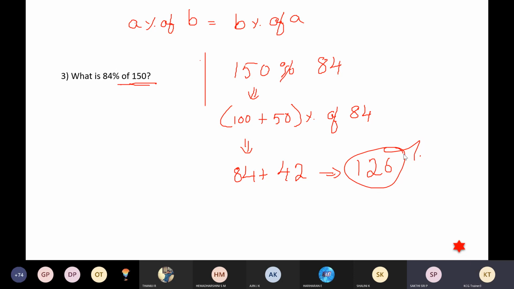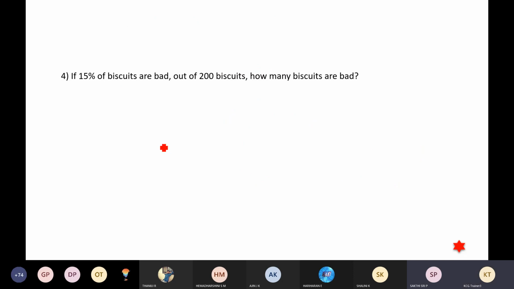Okay, guys. So moving on to the next questions now. Yes, it's 126, guys. Okay, now here's your next question. I want you guys to tell me the answer for this one fast.